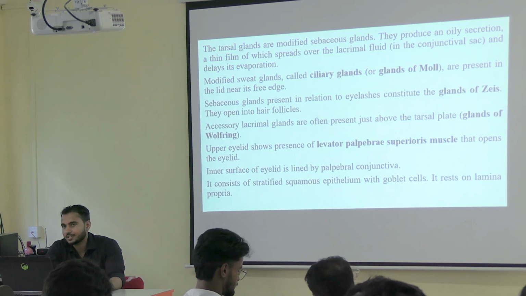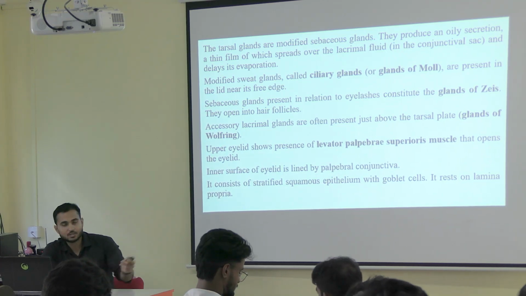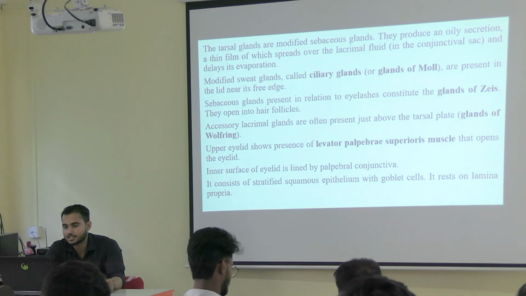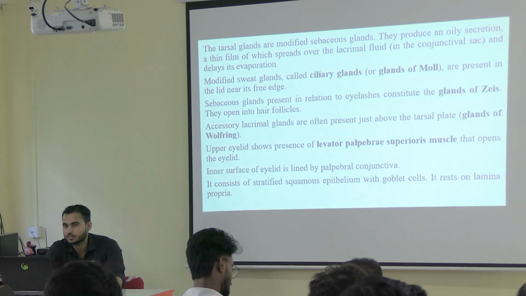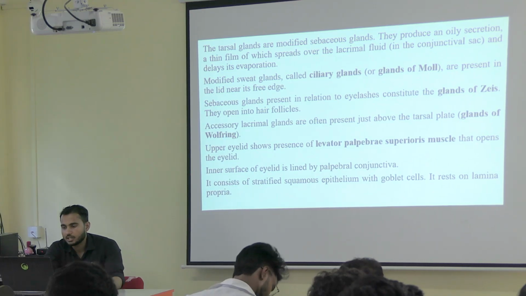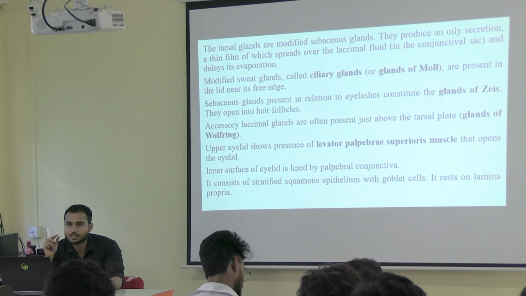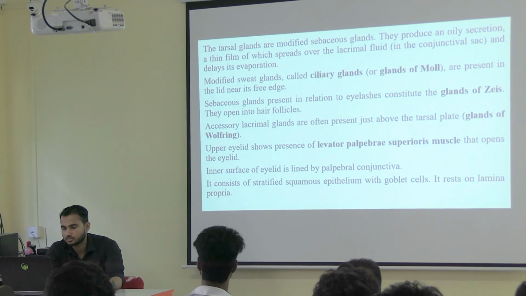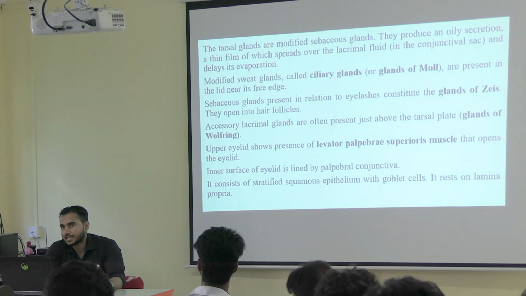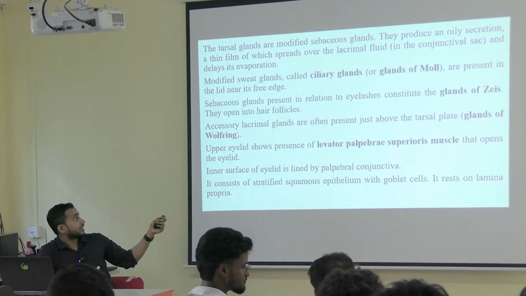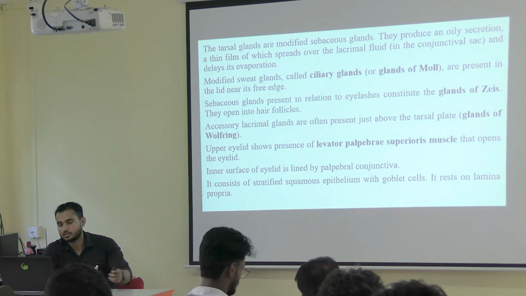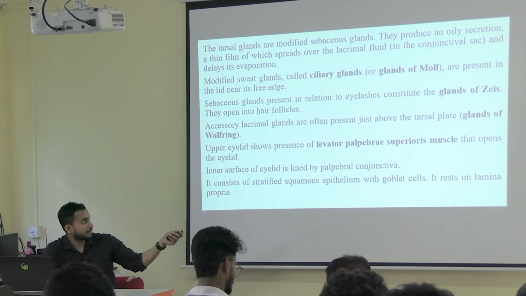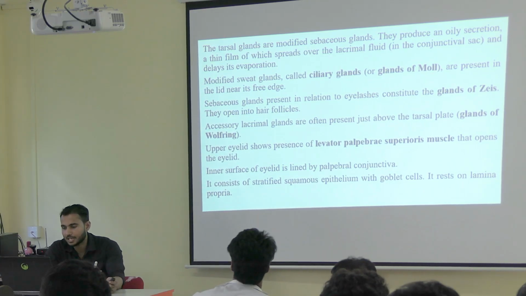Next, there are some modified sweat glands present. These are called ciliary glands, or glands of Moll. These are present at the free edges of the eyelid. Next, there are some sweat glands related to the eyelashes, and these are called glands of Zeis. Next, the accessory lacrimal glands present in the eyelid are called glands of Wolfring. And if it is the upper eyelid, then which muscle will be there? Levator palpebrae superioris muscle is there, which opens the eyelid.